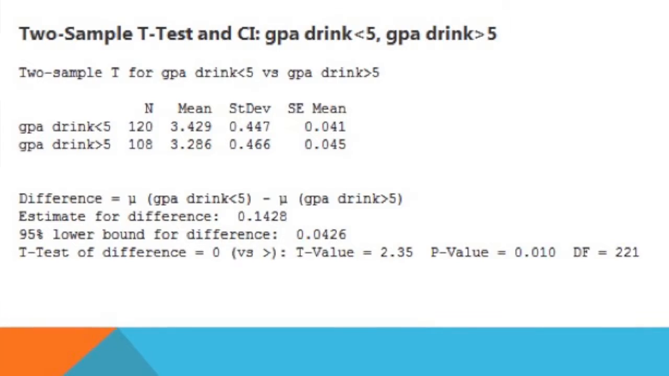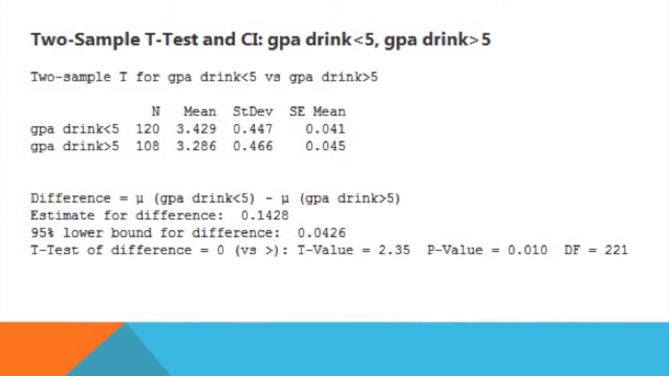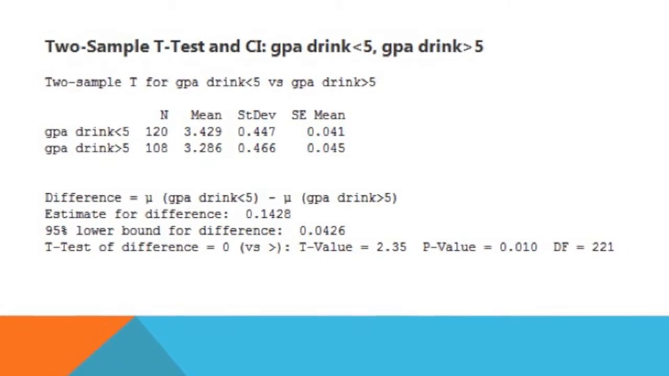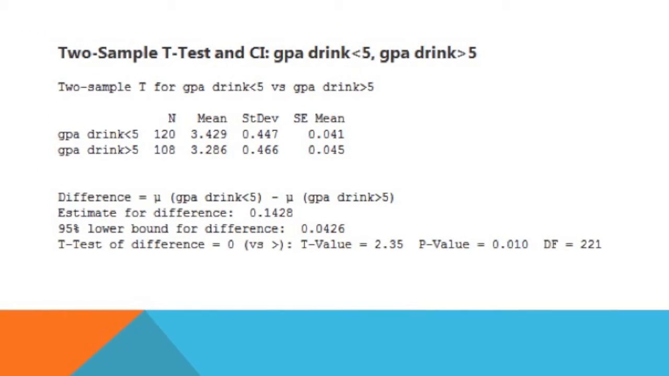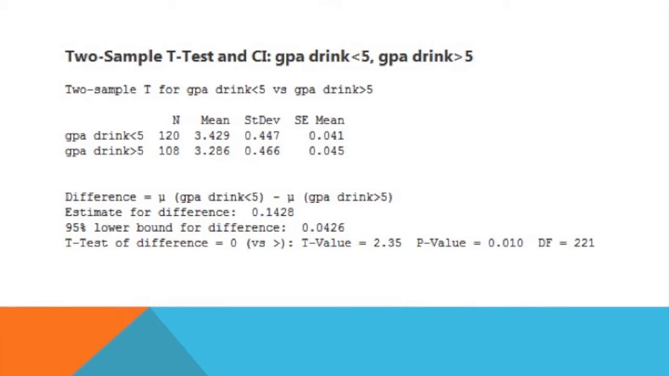Here, our claim is that students who drink less than 5 drinks will have a higher GPA than students who drink more than 5 drinks per week. The average for students who drink less than 5 drinks is 3.4, and the average of students who drink more is 3.2, so therefore we can support our claim.